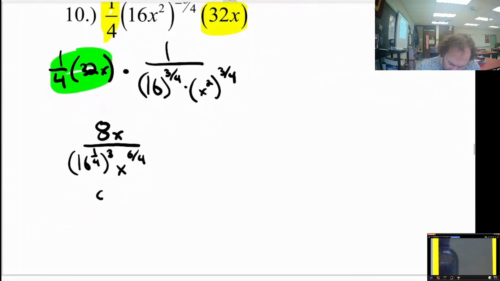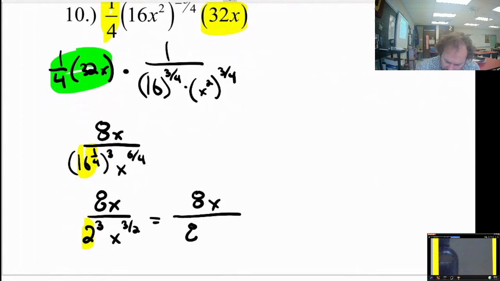So we have 8x on top. We have 2 to the third power on the bottom, because 16 to the 1/4 power is 2. And we can reduce 6/4 to 3/2. And there is our final answer. Actually, we can keep going a little bit. One more step, because that's 8x to the 3/2 power. Actually, we can keep going a couple more steps. The 8's actually cancel out here. 8 over 8 is gone.